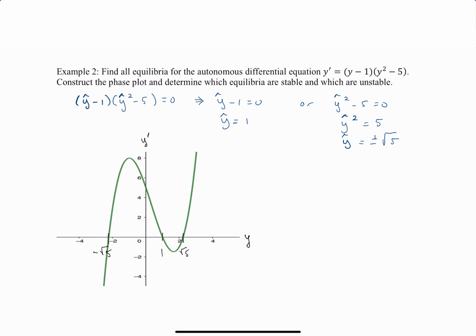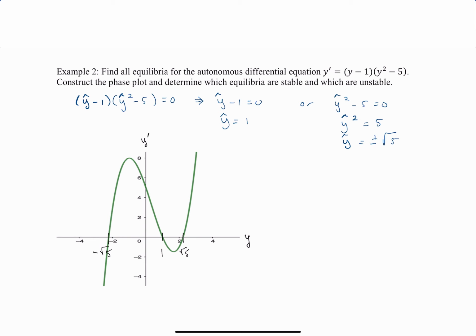By the way, notice that I really did need to solve for y hat. In other words, looking at the phase plot would not tell me that two of those x-intercepts are at root 5 and minus root 5. The best I could do would be to approximate them, and we want to know the exact value.